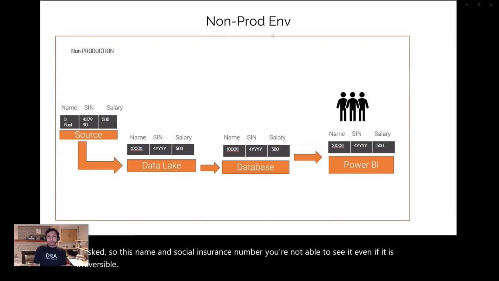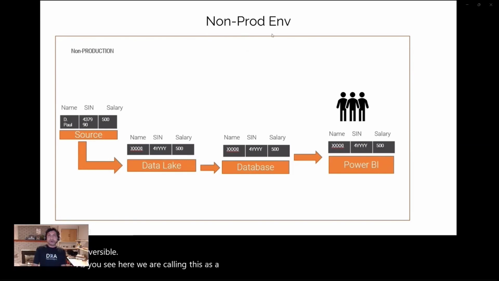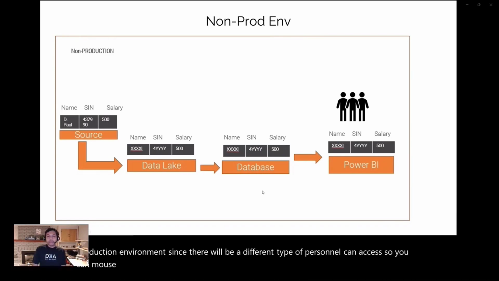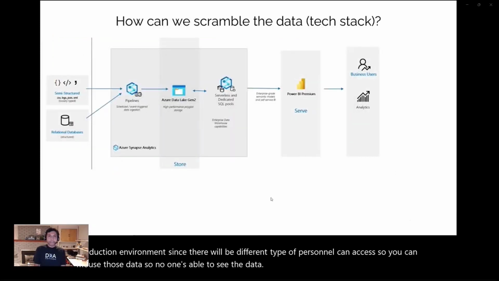As you see here, we are calling this a non-production environment. In your non-production environment, since different types of personas can access it, you can mask that data so no one is able to see the data. Now, how can I do that?